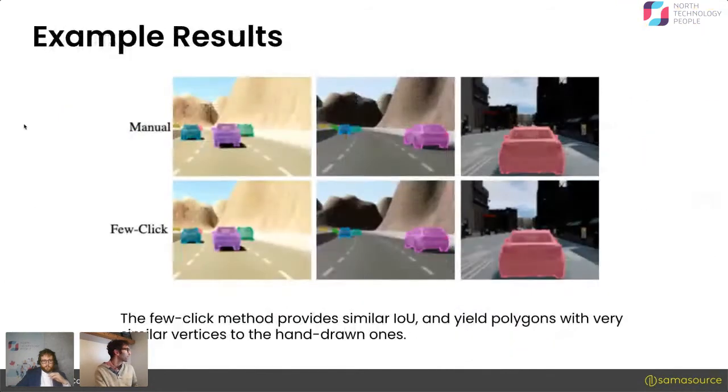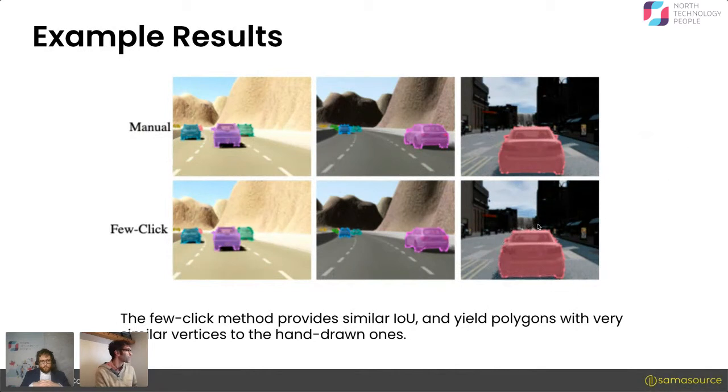All right. So here's an example. The ones at the top were annotated manually, and the ones at the bottom were annotated with the few click method. The IOU is pretty much the same, and you can see that the drawing patterns are quite similar because the automatic method is based on curvature.